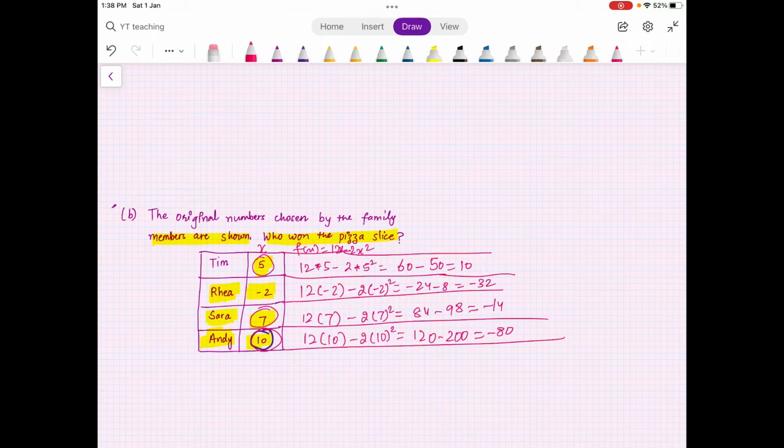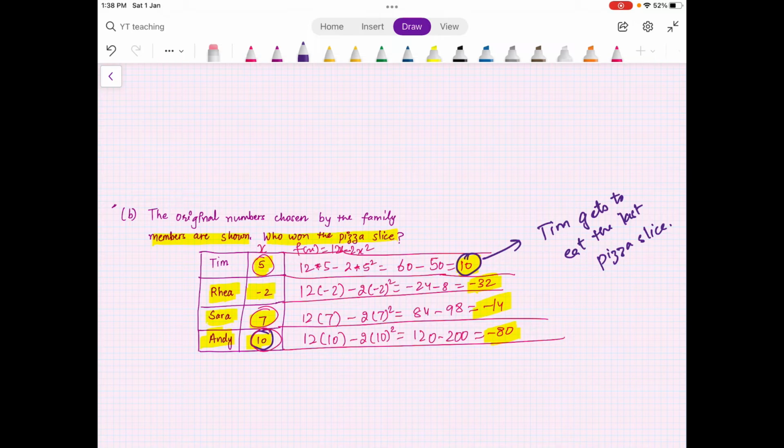Right. Now can you see which one is the largest number here? So you have 10, minus 32, minus 14, minus 80. So Tim has the largest number. So Tim gets to eat the last slice, the last pizza slice. Okay, so this is how we do it.